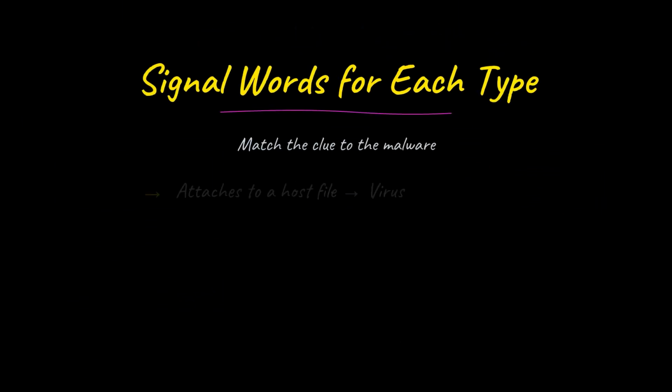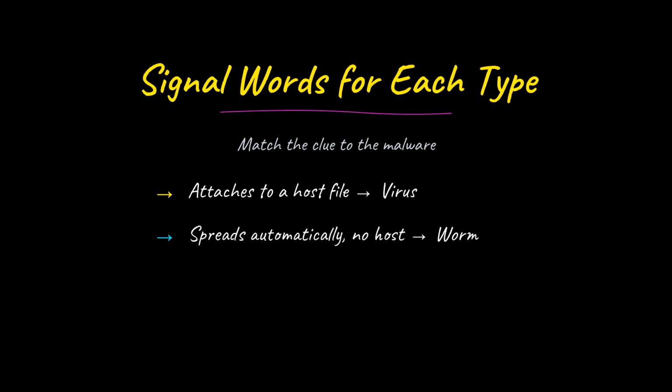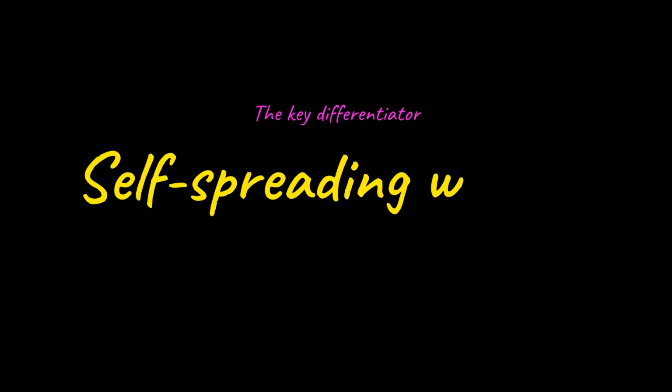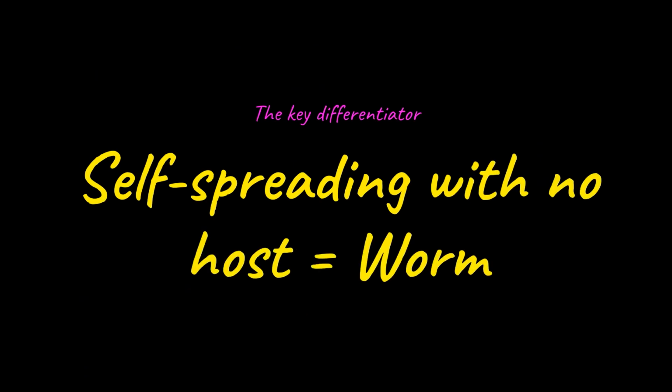Exam scenarios use signal words to point you toward the right answer. If the malware rides along on a shared file, think virus. If it races across machines on its own, think worm. Disguise means Trojan. Extortion after infection means ransomware. When a question stresses that malware moved automatically across machines without anyone opening a file or clicking anything, that self-propagation is the worm's defining trait, and that single detail separates it from every other type.